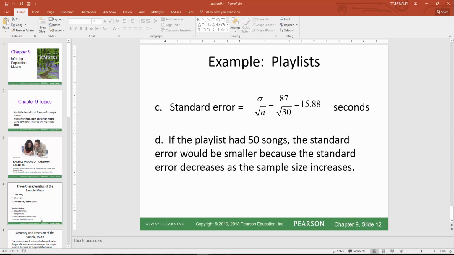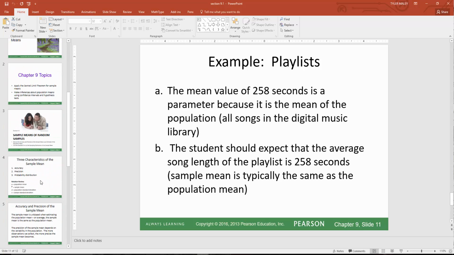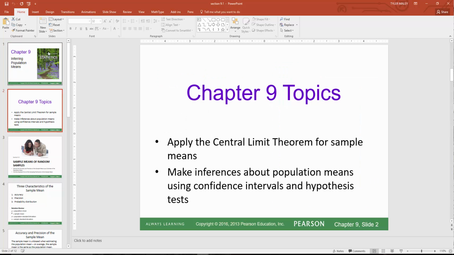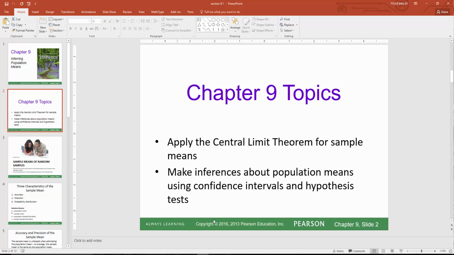All right. So make sure you're watching the videos and doing the homework. We have just a few sections left in chapter 9. Remember also when doing chapter 9, these are the main things to focus on. We want to be able to apply central limit theorem for sample means and also be able to make inferences about population means using confidence intervals and hypothesis tests, using both. All right, so now we set the stage and we'll continue on with these items.